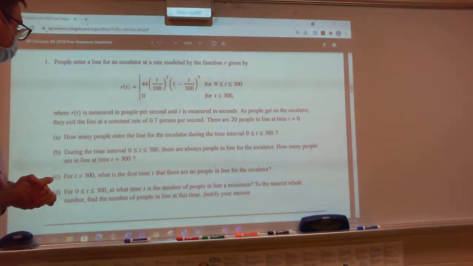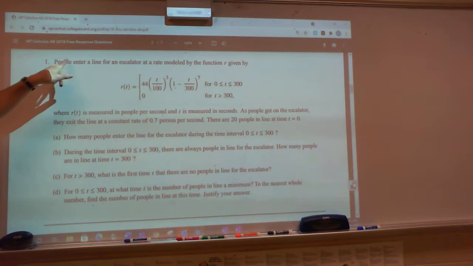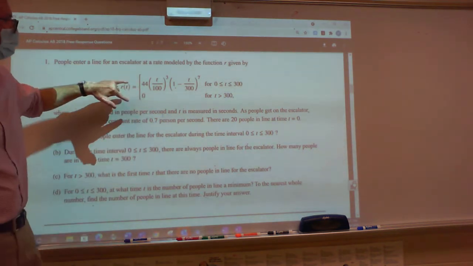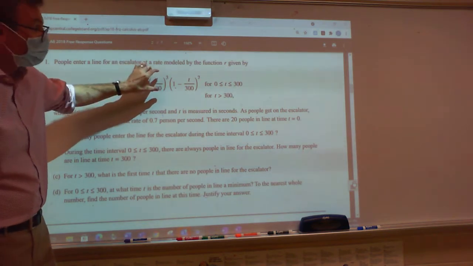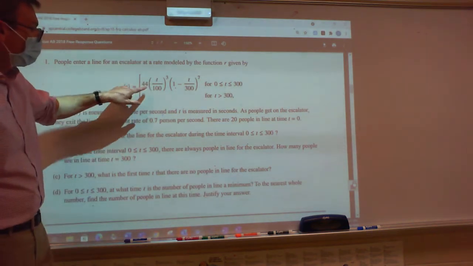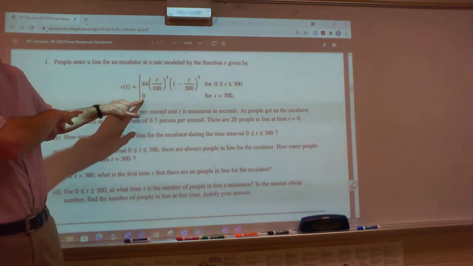View of 2018. All right. People enter the line. Notice what they do is they give you a function that is the rate that people are entering the line, and that's for the first 300 seconds. And then after 300 seconds, nobody's entering the line.